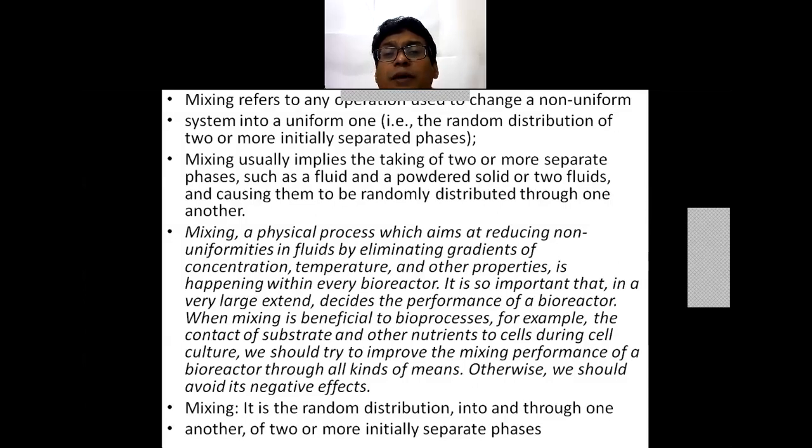The mixing usually implies taking two or more separate phases, such as fluids or powders, or two fluids, and causing them to be randomly distributed through one another. It's simply a physical process. The aim is a physical process, no chemical reaction will take place. Chemical properties are not expected to change in this mixing process. But in case of agitation, it is expected that your chemical properties may also change.